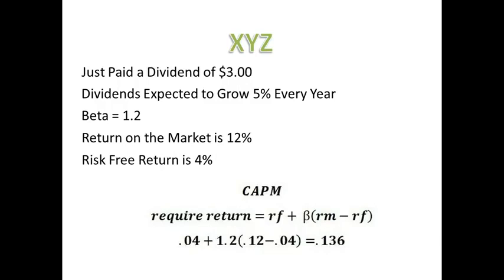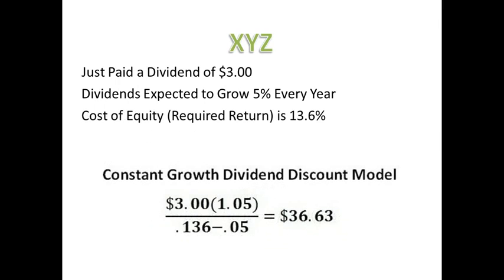And then here you can see that we plugged in our assumptions to the constant growth dividend discount model. So according to the constant growth dividend discount model, our stock is worth $36.63.